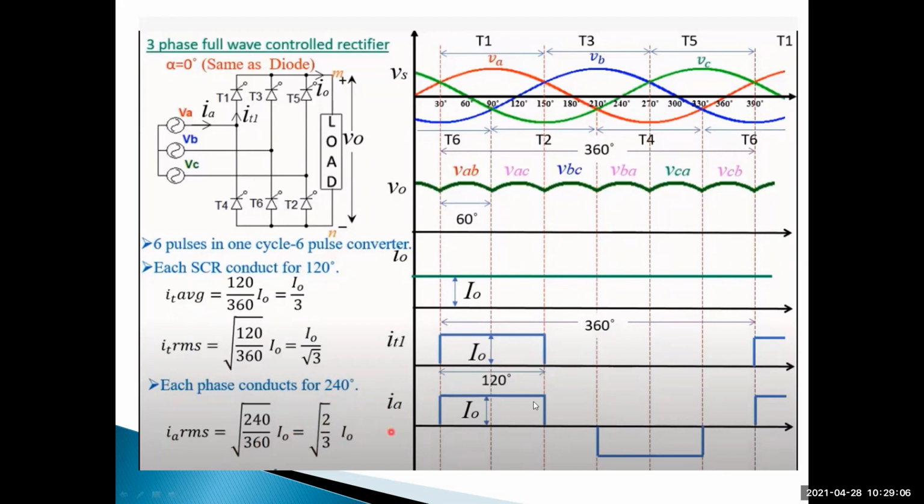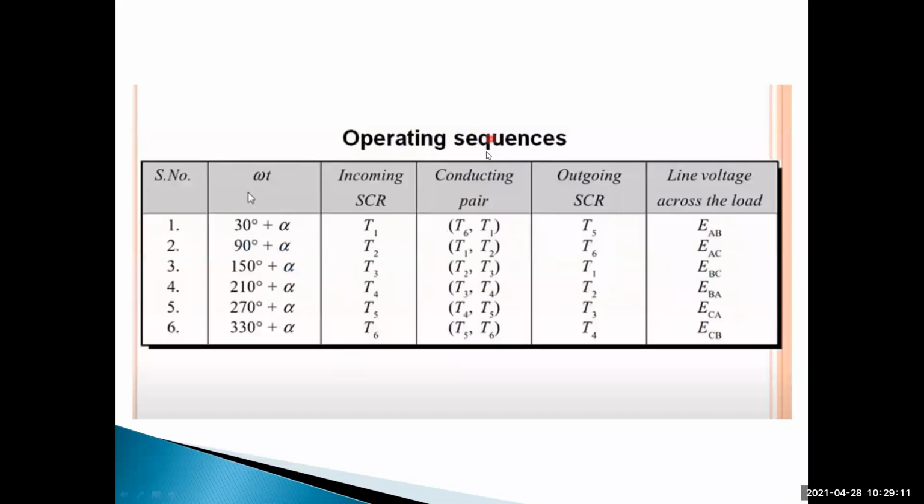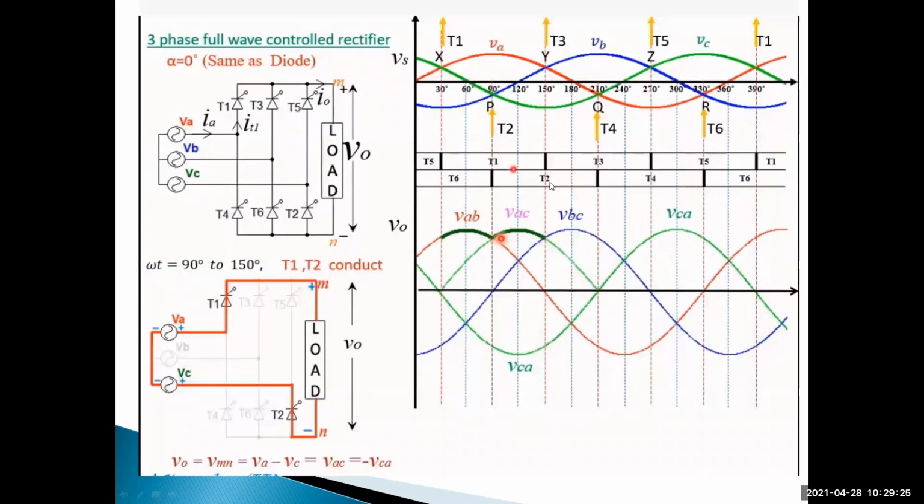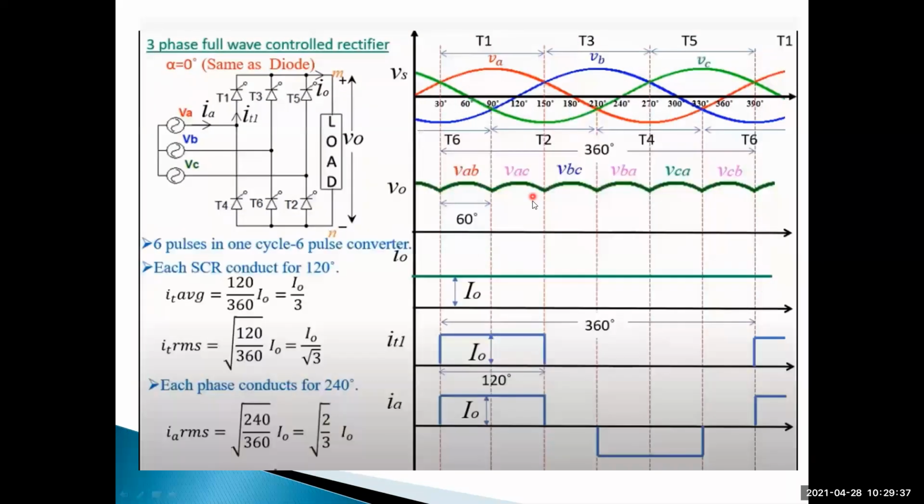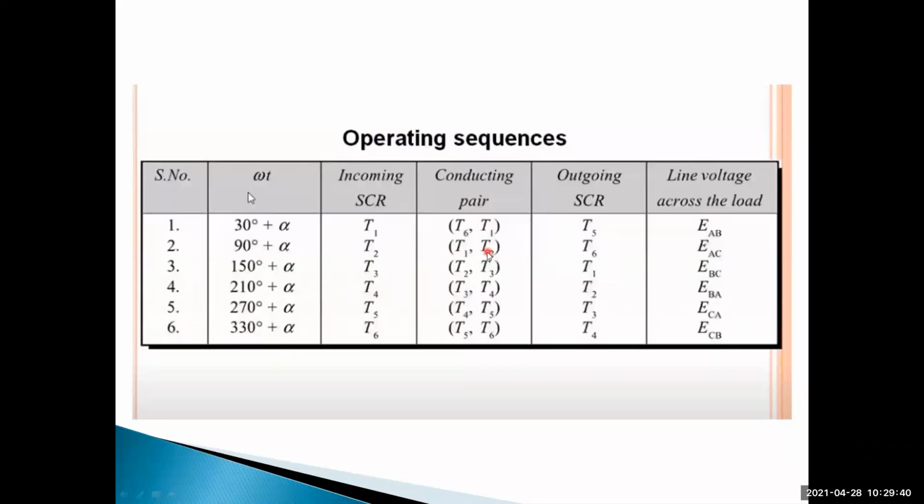Understood. So this is the converter output voltage and these are the operating sequences. I have already explained: for alpha equal to 0, from 30 degrees to 90 degrees, T6 and T1 conduct, then T1 and T2. So for alpha equal to 0, the 30 to 90 degrees duration is 60 degrees. This is the sequence T1, T6 and T1, T2. So like this, this is the operating sequence of the SCRs.